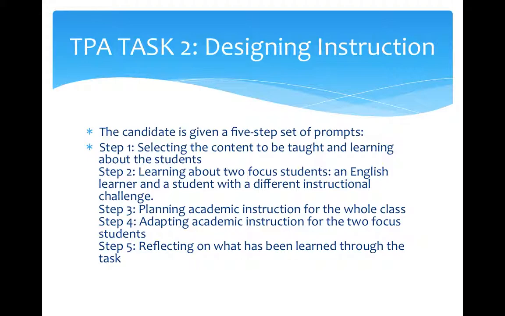In step 4, you'll adapt instruction for the 2 focus students. So what might you do differently? Why would you do it differently? If you have a student that has auditory processing deficiency, what adaptations would you make? Perhaps handouts, visual guides, other types of prompts to support that learner. And then in step 5, you're going to reflect on what has been learned through the task.